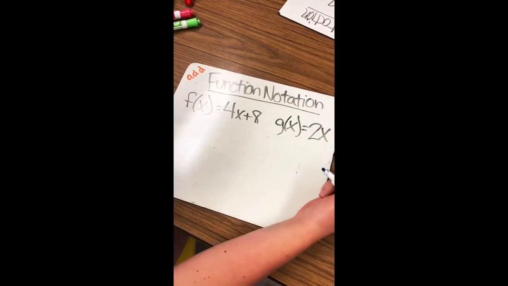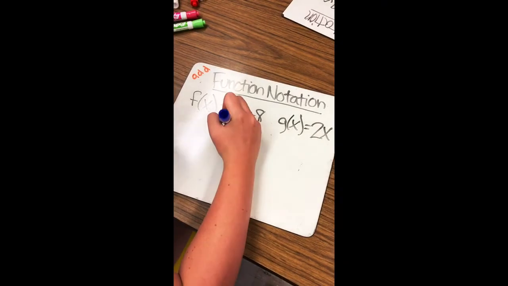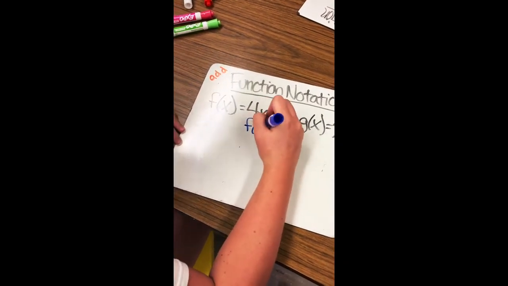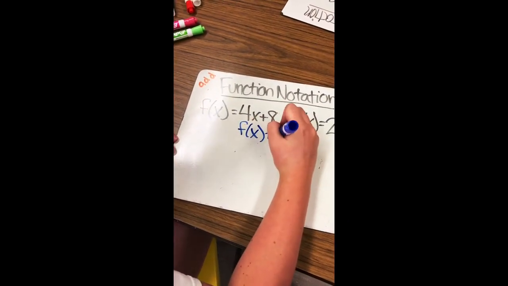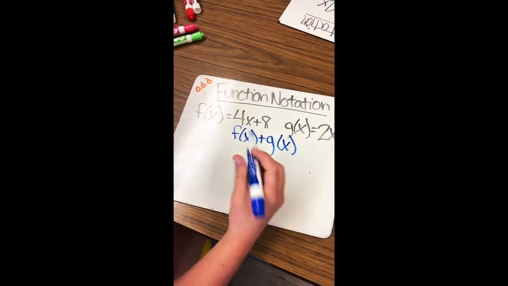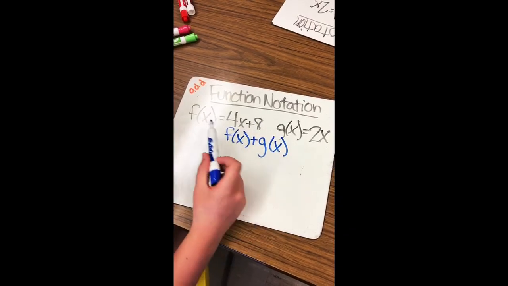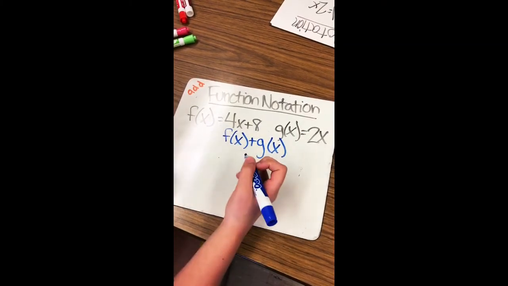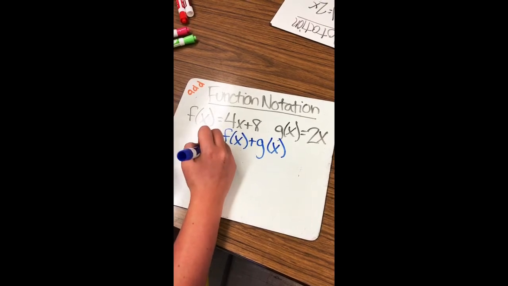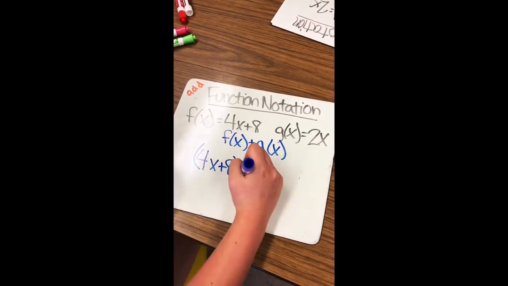This is function notation. First, we're going to start off with adding. So first, I'm going to put f of x plus g of x, because that is the order that we are going to add in. And then I'm going to plug the functions in for where the f of x and the g of x go. So I'm going to put 4x plus 8 plus 2x.